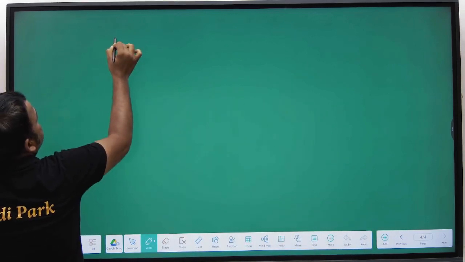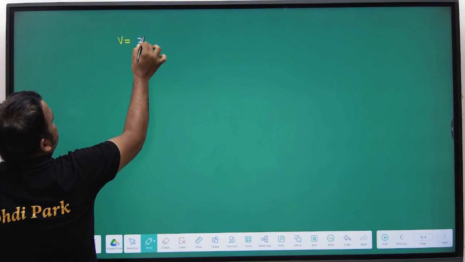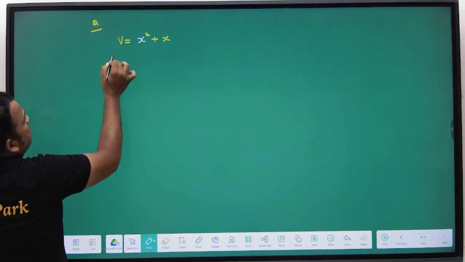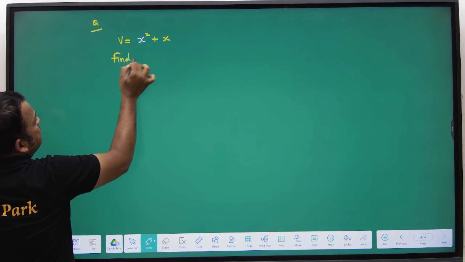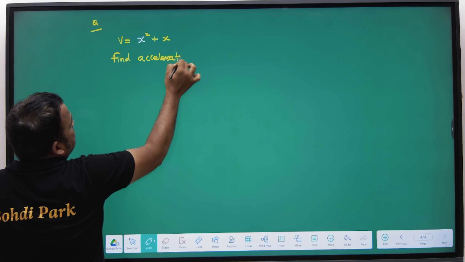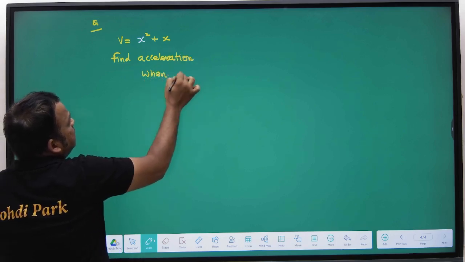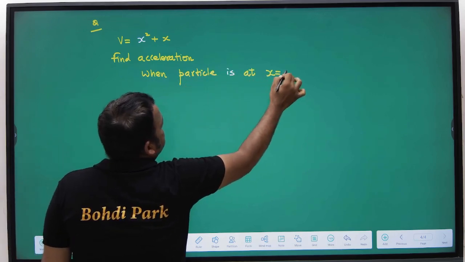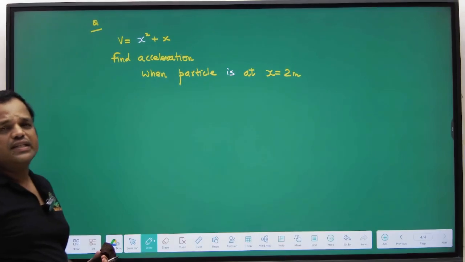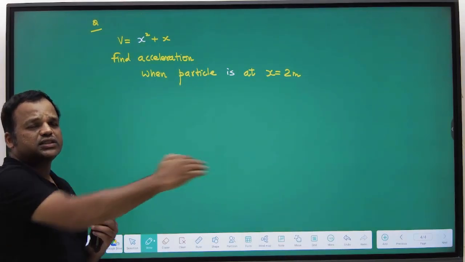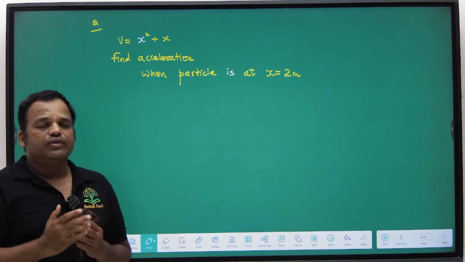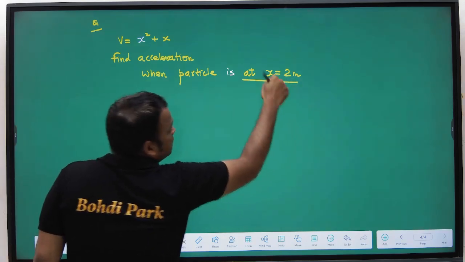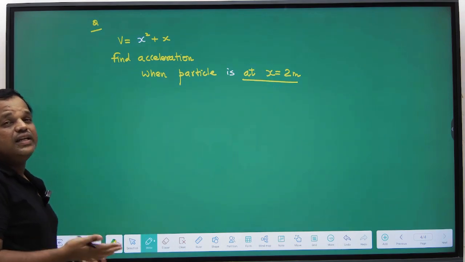Let's take one more example. Suppose we are given v is equal to x square plus x, and the question asks to find acceleration when the particle is at x is equal to 2 meter. The particle is moving along the x axis, our straight line, so it is motion in 1D. When the particle position is 2 meter, what is its instantaneous acceleration?